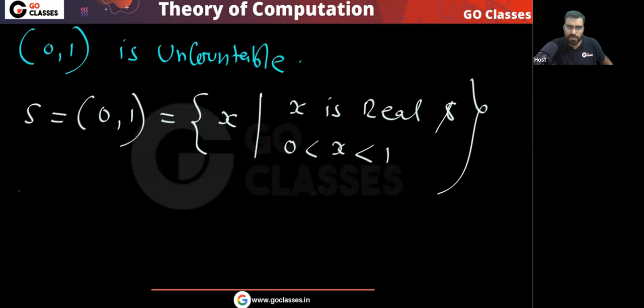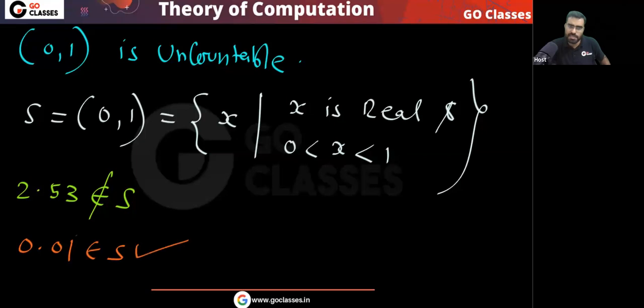Now tell me, which elements belong to this set? For example, can I say 2.5 or 2.53 belongs to this set? No, it does not belong, because I am considering numbers between 0 and 1. What about 0.01, does it belong to S? Yes, it belongs to S. What about 0.010101 and so on? This will also belong to S.